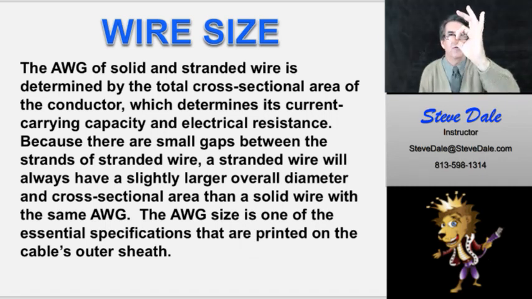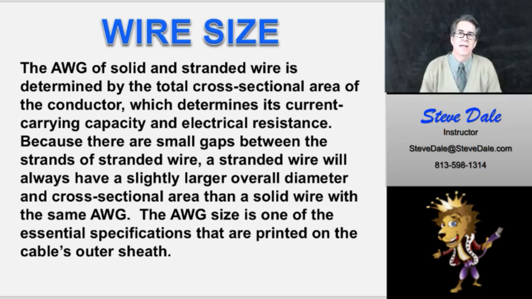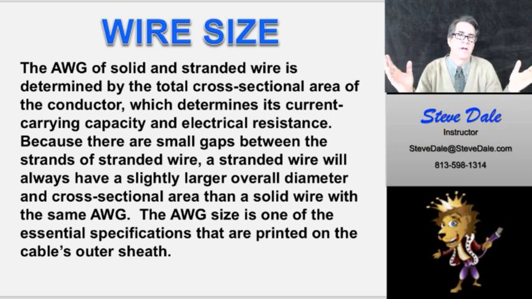The smaller the cross-sectional area. So the more draws you have, the smaller the wire goes. It's an inverse relationship. So you would think that when the wire gets bigger, they would make the number bigger, but it's not. It's just the opposite. So it's a little confusing.